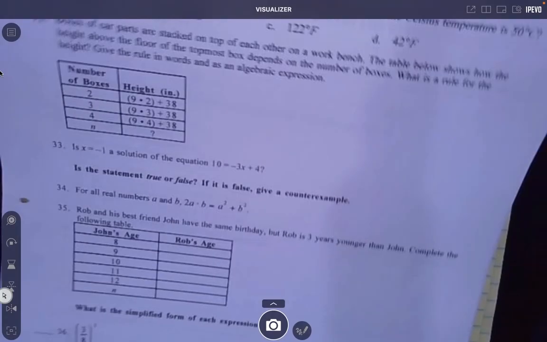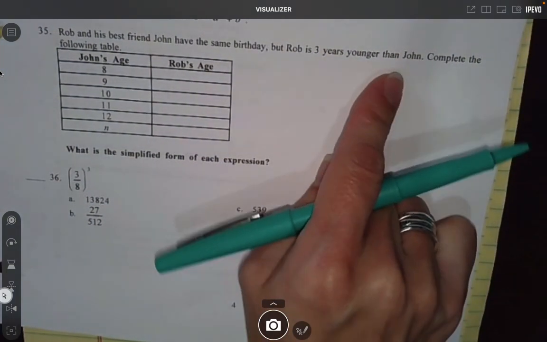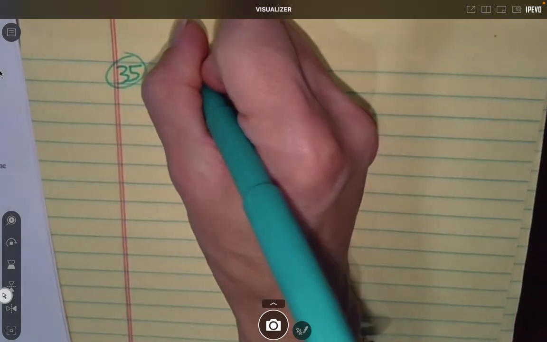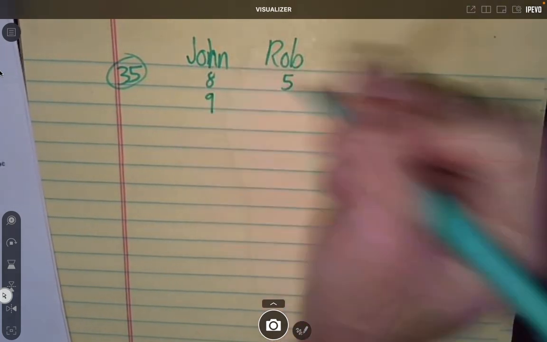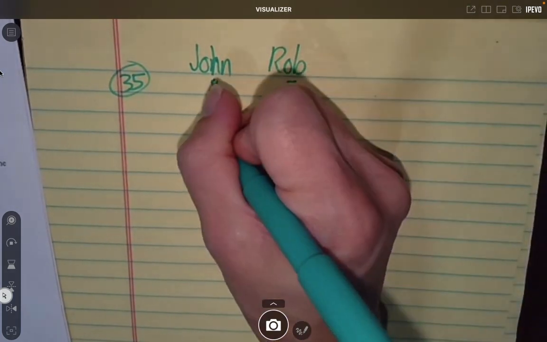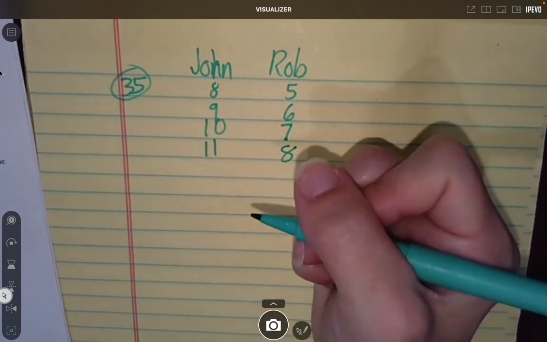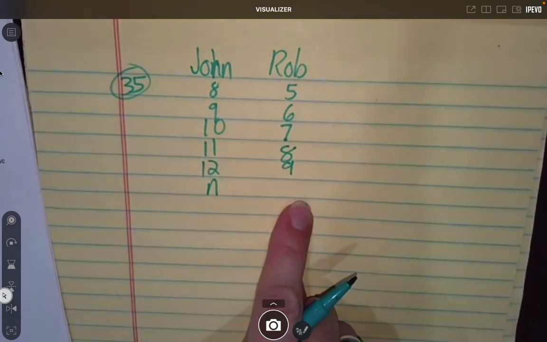Are y'all ready for number 35? It says you have John's age and you're looking at Rob's age. Rob is 3 years younger than John. So if John is 8, Rob is 5. If John is 9, Rob is 6. Basically, once you get the 10, you just count up. 7, 11, 8, 12, 9, N. So N minus 3.